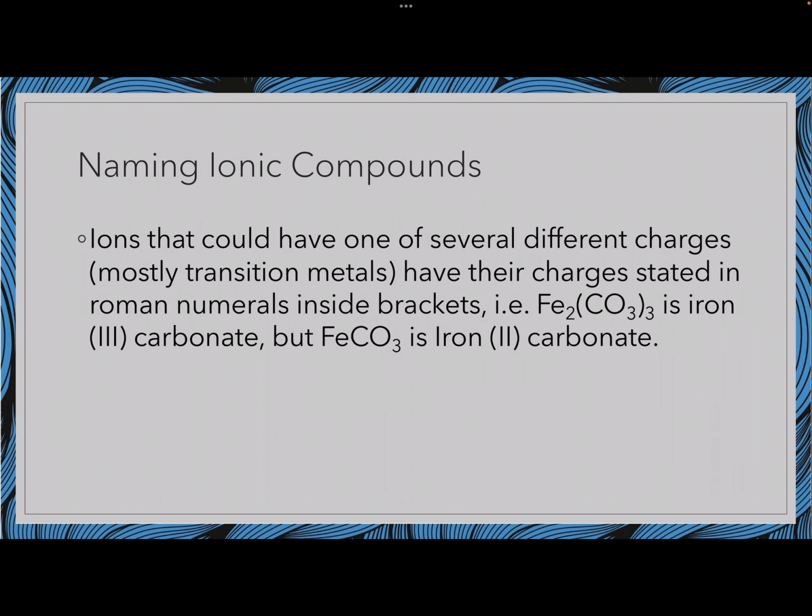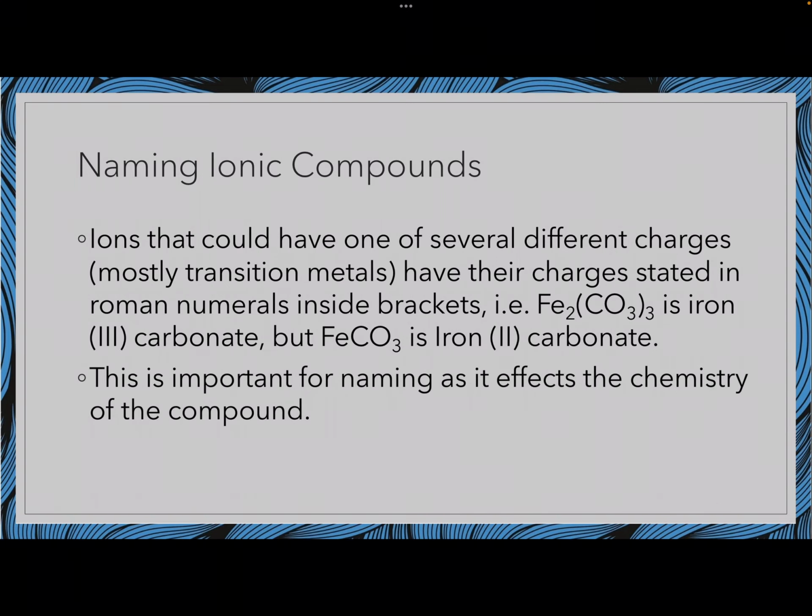So ions that could have one of several different charges, mostly your transition metals, have their charges stated in Roman numerals inside brackets. So for example, Fe2(CO3)3 is iron(III) carbonate. That means iron has a 3+ charge. But FeCO3 is iron(II) carbonate. This is important for the naming as it affects the chemistry of the compound. In the top one, you can see that there are 2 irons to 3 carbonates, but in the bottom one, there's just 1 iron to 1 carbonate. So it is very important for the chemistry and a lot of that sort of stuff.